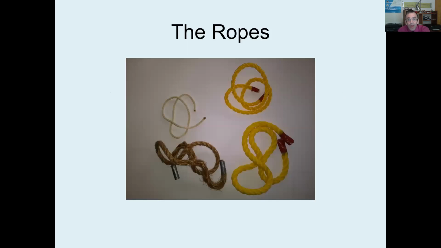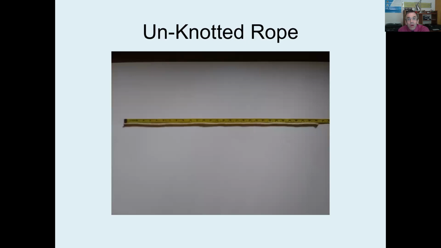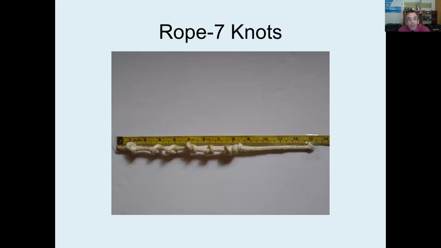So let's talk about our activity. This activity is what I affectionately call the knots lab because, as you can see, we have 4 different ropes with different diameters. And what students will do is they will measure an unknotted rope. After they measure the unknotted rope, they will start tying knots in it as close to the end as possible. So this way they can maximize the number of knots that they have. So here we have the unknotted rope. And here we have a rope with 7 knots.